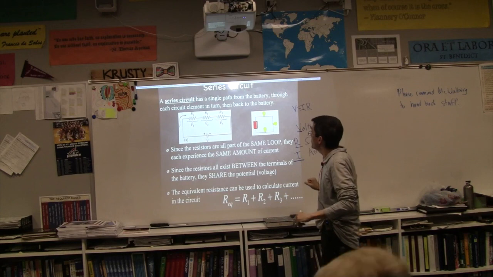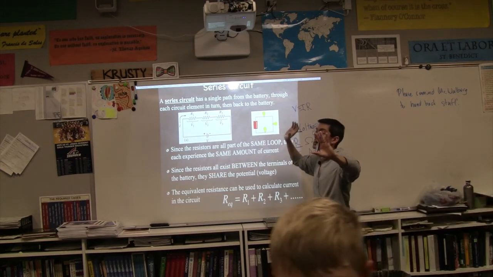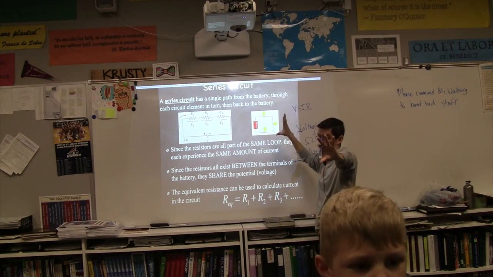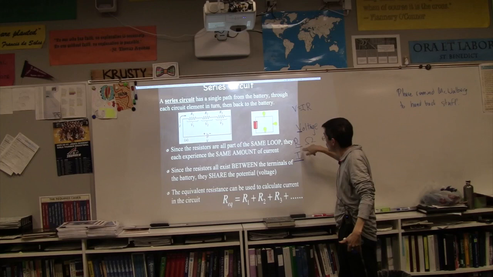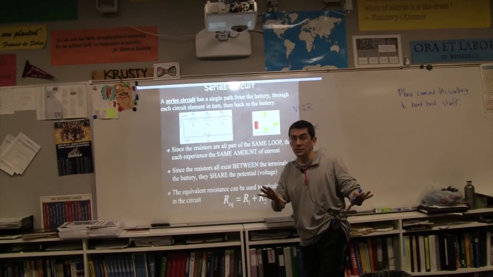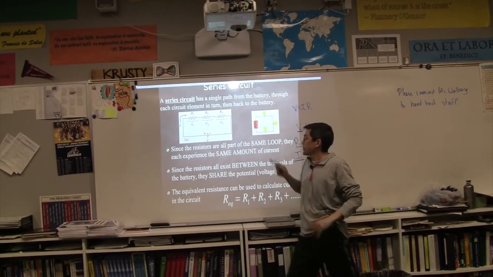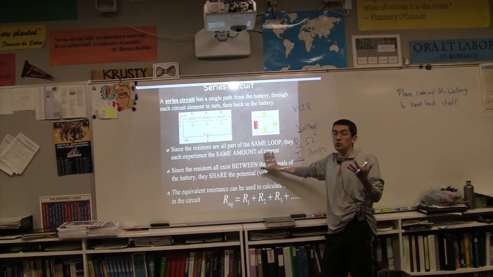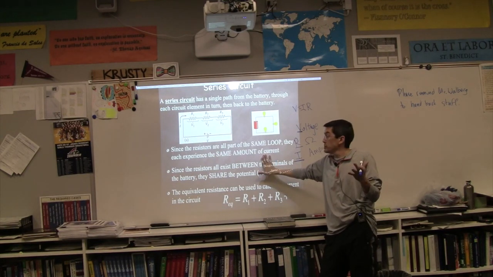Series just has one. All right, so for each circuit we go through, for each type, this is series, I'm going to go through voltage, resistance, and current, and talk about how to calculate those things. So real quick, if you have just one pathway, that means there's only one way for all that current to go around in that circuit.